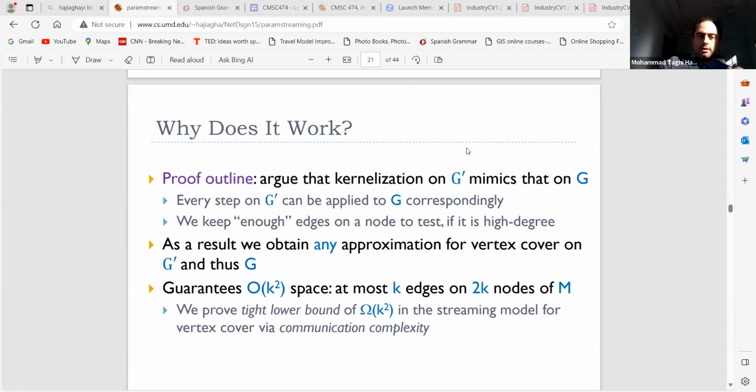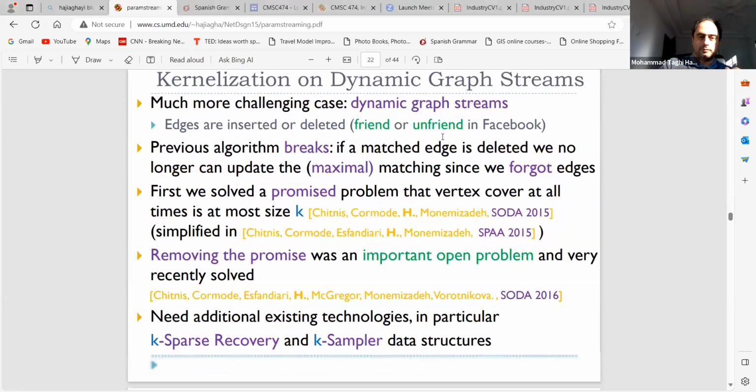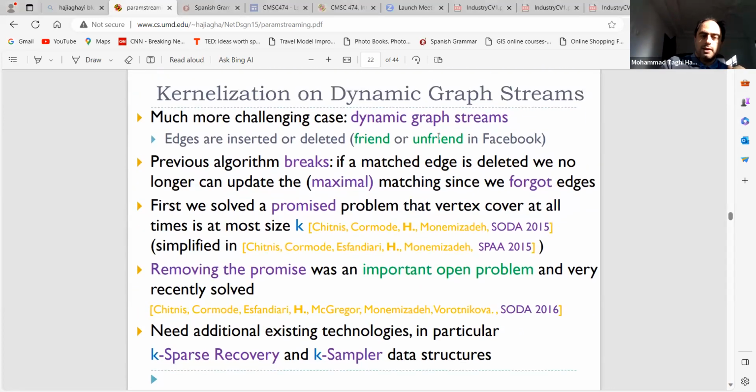But what was the issue here? The issue is that this works for the insertion model and everything is fine. That was the original algorithm that we had. But what about the dynamic case? In the dynamic case, the edges can be inserted or deleted, like friend and unfriend in Facebook, or nowadays on everything.